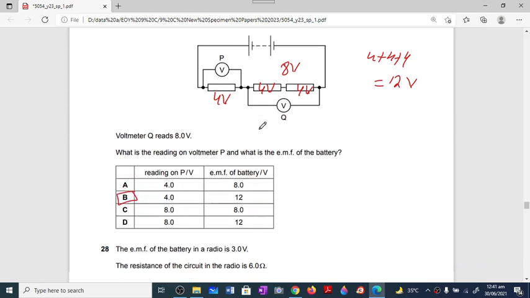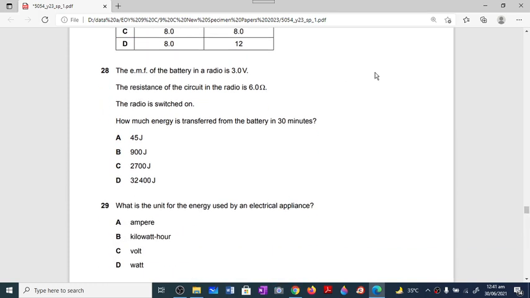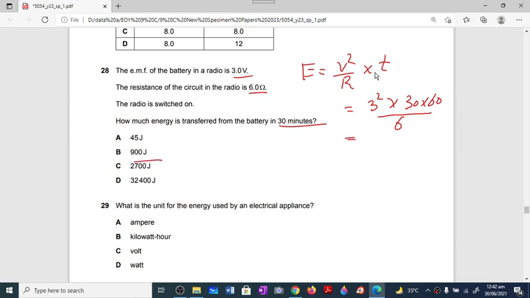So option D is the valid option. The EMF of the battery is 3 volt, the resistance is given, and we need the energy transfer in 30 minutes. So we will use the formula E = V² / R × t. After substituting, 3 squared into 30 into 60 over 6, we get 2700 joule as the answer of this question.